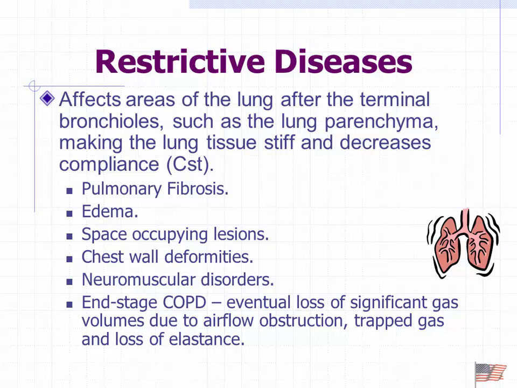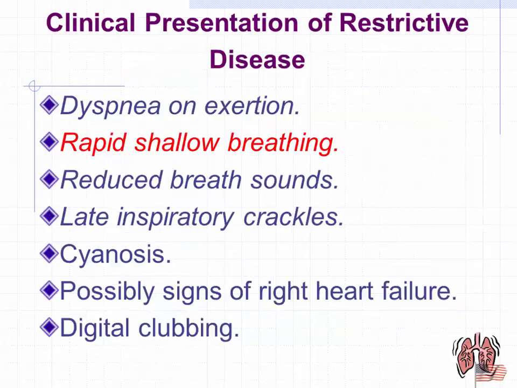And we know that there's things after the terminal bronchioles regarding the lung parenchyma, where it becomes stiff and compliance falls, and everything from pulmonary fibrosis, pulmonary edema, chest wall deformities, neuromuscular disorders, which really aren't the lung being the problem, it's just the ability to inflate. And eventually, end-stage COPD not only has an airflow obstruction, but also starts having some restrictive changes because of the destruction of the elastic component of the lungs.